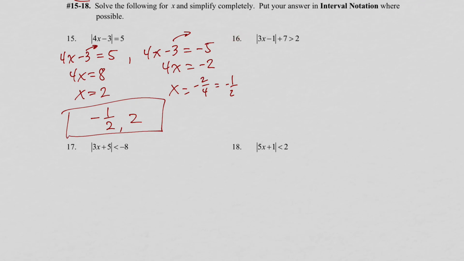For number 16, the first thing we want to do is isolate the absolute value. So we're going to start by moving the 7 over. And we'll get the absolute value of 3x minus 1 is greater than 2 minus 7 is negative 5. Well, an absolute value is always positive, or at least it's always 0. So it's always going to be bigger than a negative number. So we'll just stop right here, and this is all real numbers.